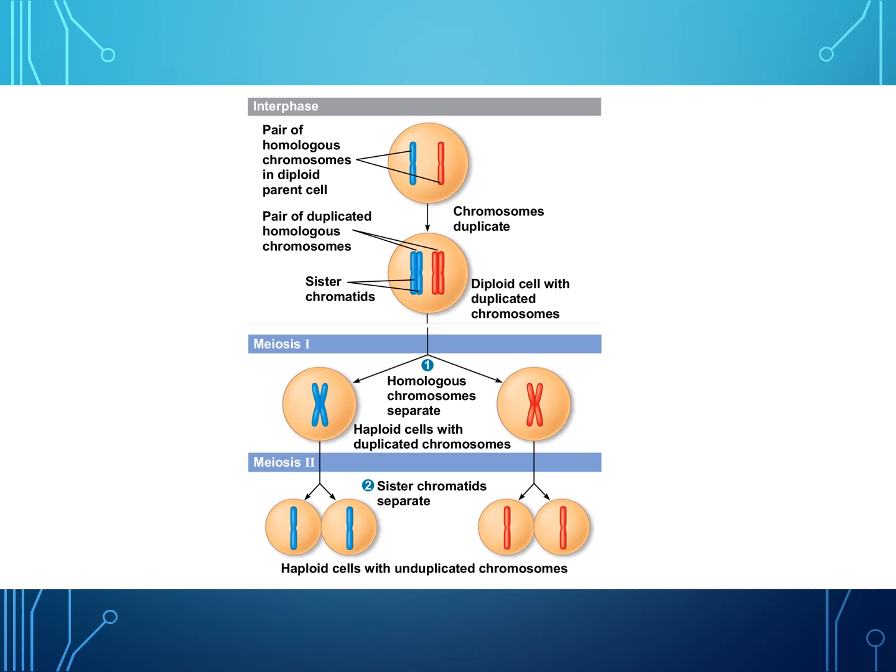So, this is how it occurs. Interphase, meiosis 1, meiosis 2. So, interphase: a pair of homologous chromosomes in a diploid parent cell. Chromosomes duplicate. You get a pair of duplicated homologous chromosomes, sister chromatids, and a diploid cell with duplicated chromosomes. Meiosis 1: the homologous chromosomes separate, and haploid cells with duplicated chromosomes are produced. Then in meiosis 2 the sister chromatids separate, and haploid cells with unduplicated chromosomes result. So, let's go through this step by step.